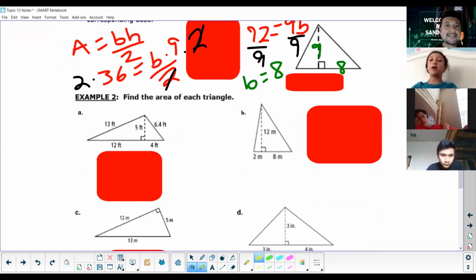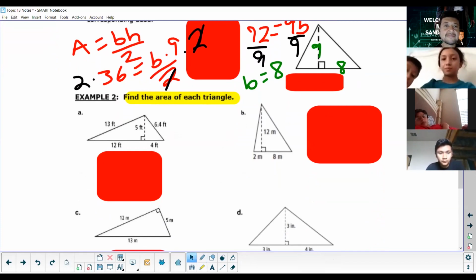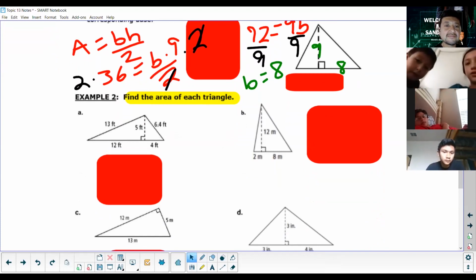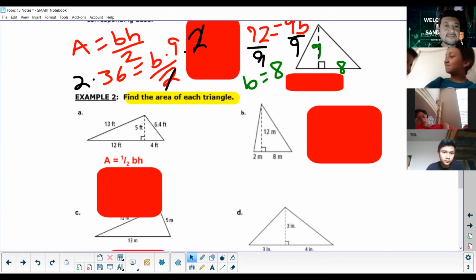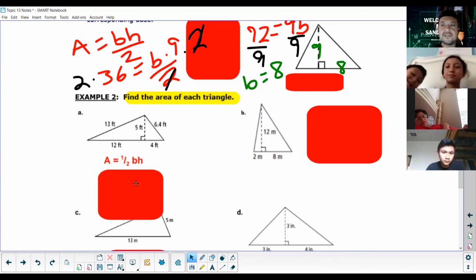Find the area of each triangle. Excellent. All right, Celeste, walk me through, how would I solve A? First you do A equals... No, it'll be A is equal to 1/2 times B times H. Okay, and then what do you do, Celeste?